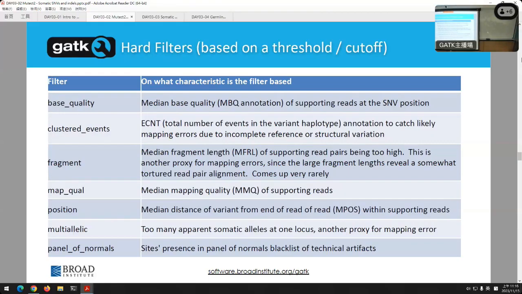And as we mentioned, even if the header lists a filter, it doesn't necessarily mean that we ran it and removed things based on it. But as it goes through, we will say whatever filters we are running in the header of the VCF file. Okay.